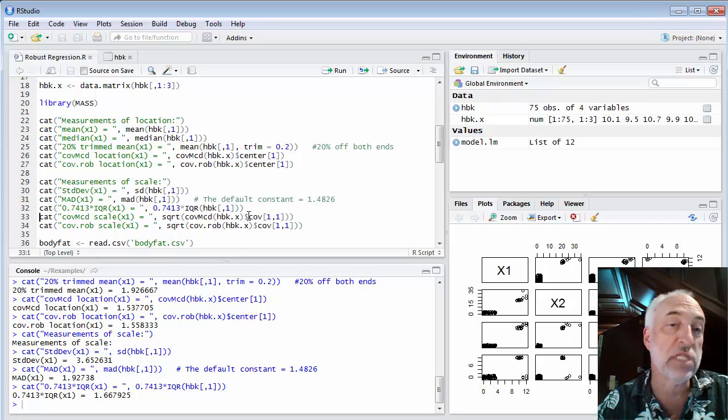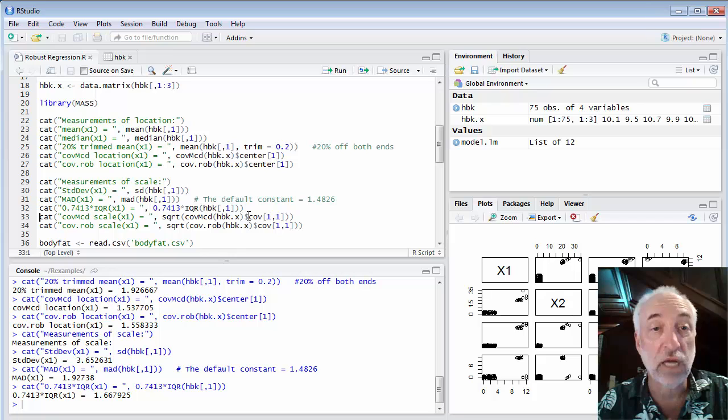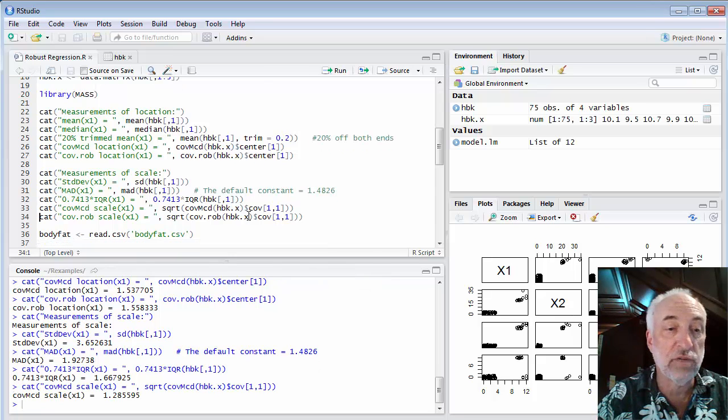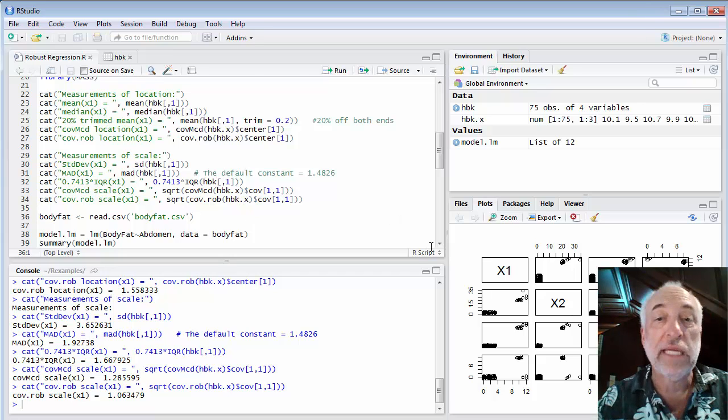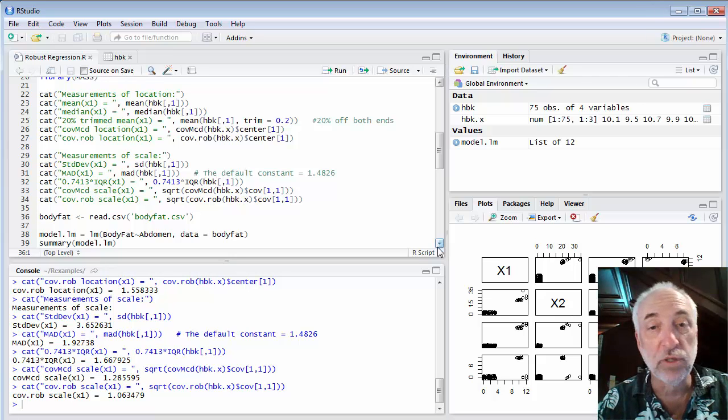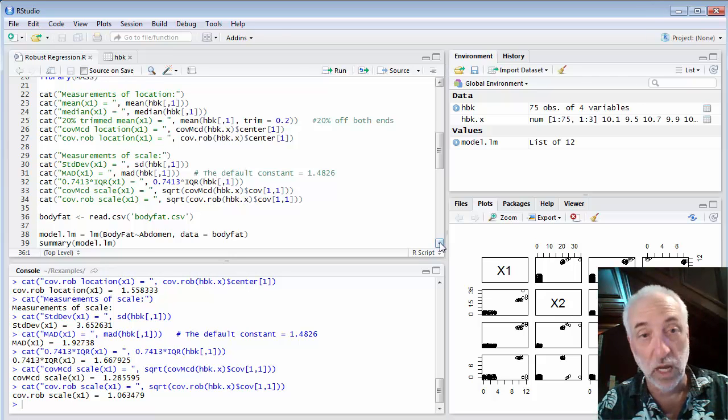The covariance matrices also give us variance estimates. So if I take the square root of the variance estimates, which are the diagonals of the covariance matrix, I can get measures of those scales, and they're like 1 and 1.2. So each of these measurements produces different things.